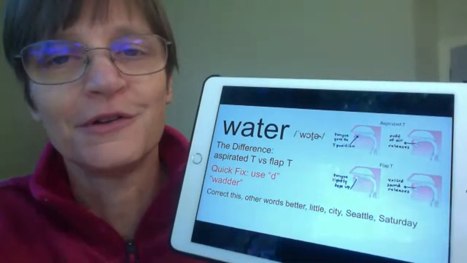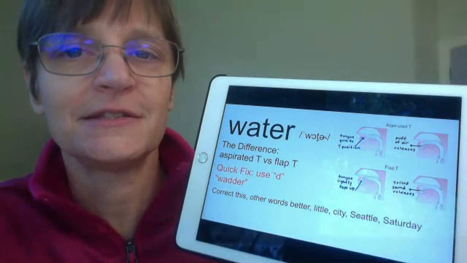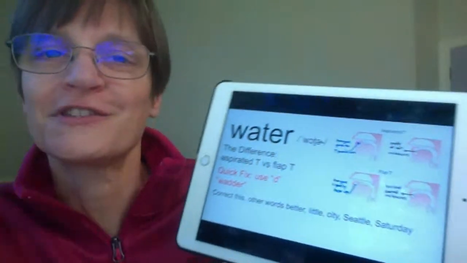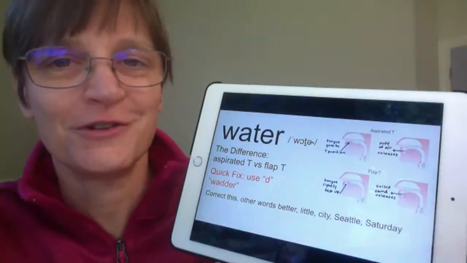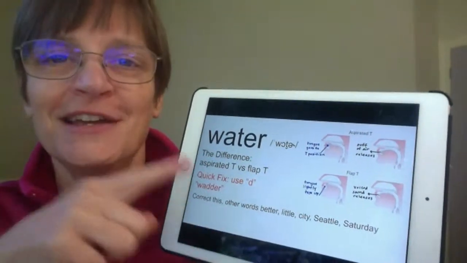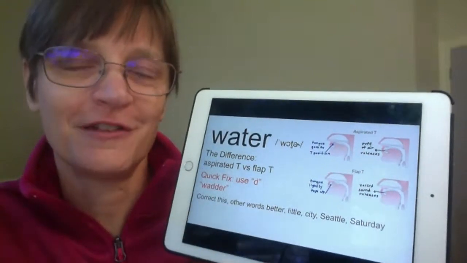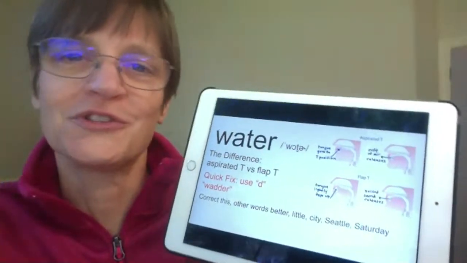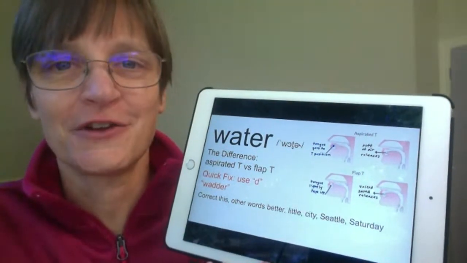When I can correct that in the word water, it's going to help me with many other common words like little, city, Saturday, Seattle. And the quick fix is just to think of it as a D, to try to do a nice light D. You don't have to worry too much about the details of the flap T. If you're interested in those, of course, I have a lot of videos helping you develop that flap T and showing you which words have the flap T versus another kind of T sound in the middle or the end.